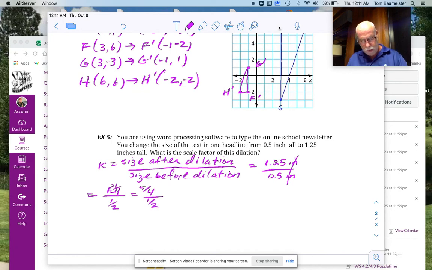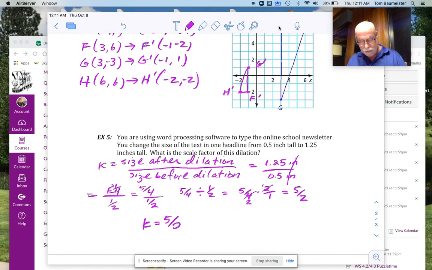Now remember, on that, it's saying that I have 5/4 divided by 1/2. All right. And remember, we don't divide by fractions. Instead, we multiply by the reciprocal. So I'll have 5/4 times 2/1. 2 and our 4 will cancel. So we'll get 5/2. So k is equal to 5/2.